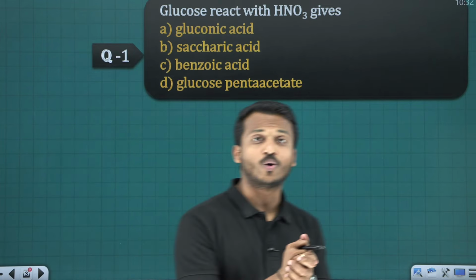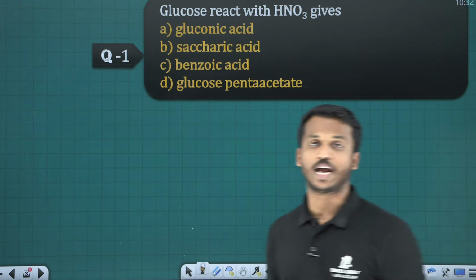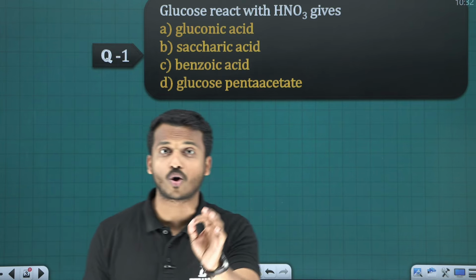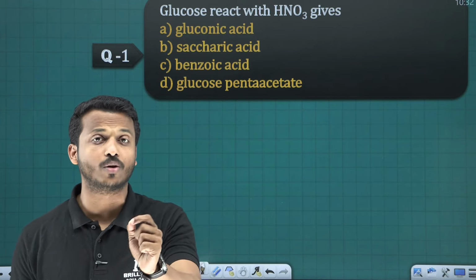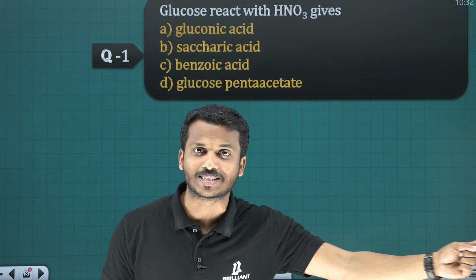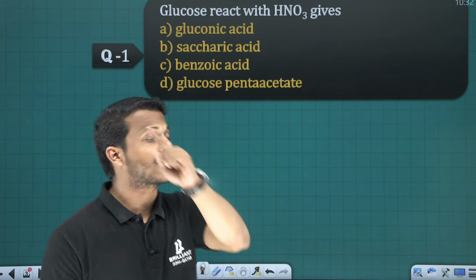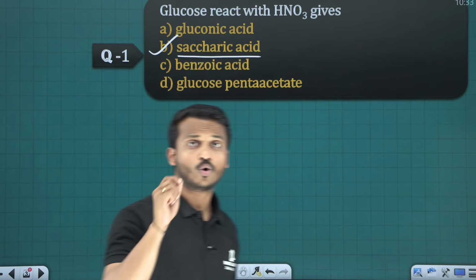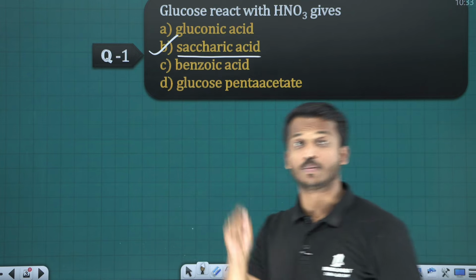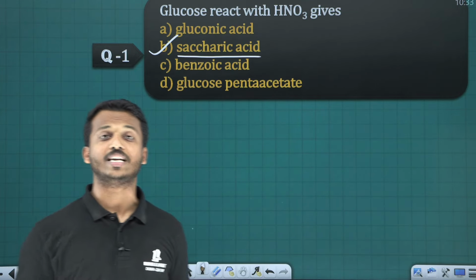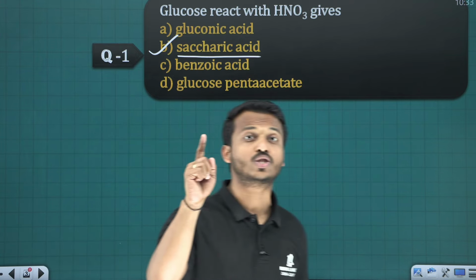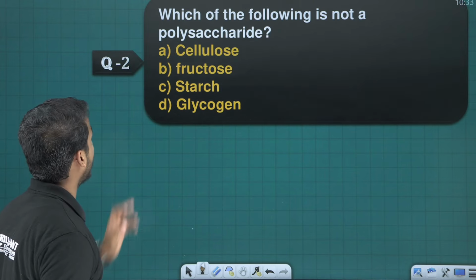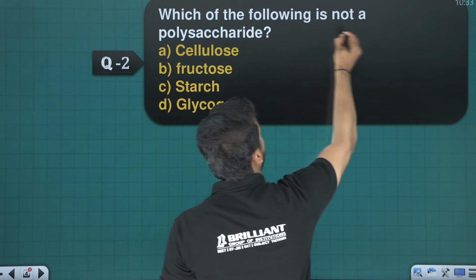Glucose reacts with HNO3 gives, there are some reactions we have to study. Glucose when reacts with nitric acid, nitric acid is a strong oxidizing agent. Glucose on reaction with bromine water gives you gluconic acid, whereas nitric acid gives you saccharic acid, right? Saccharic acid, option B is the answer. You may study glucose when reacts with a mild oxidizing agent bromine water, it gives you gluconic acid, and with a strong oxidizing agent that is concentrated HNO3 gives saccharic acid. That is option B.